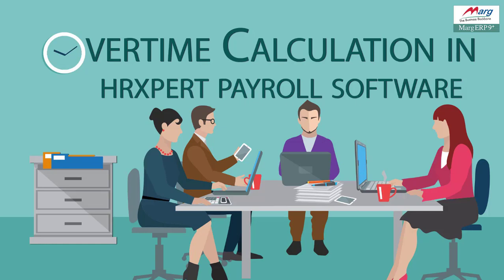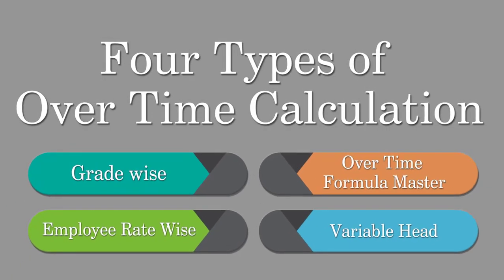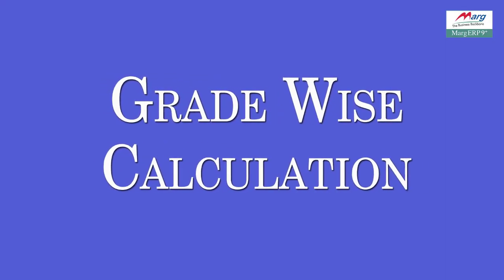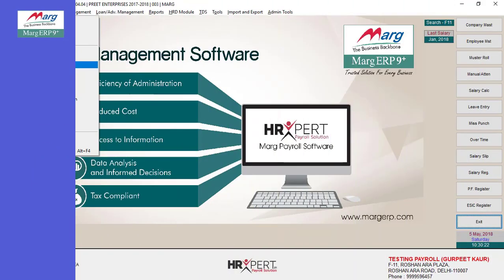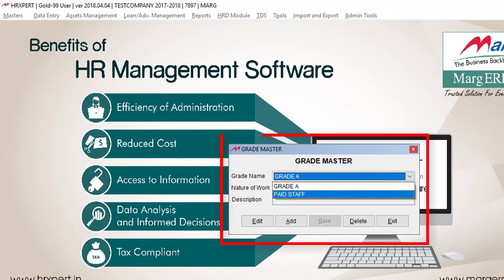In Mark HR Expert payroll software, OT calculation can be done in 4 ways: grade wise, overtime formula master, employee rate wise, and variable head. Firstly, we will see grade wise calculation. For this, first go to masters, then to employee grade, and then select the grade name. For now, we select grade A here. If you want to create a grade, simply click on add and create a grade name.